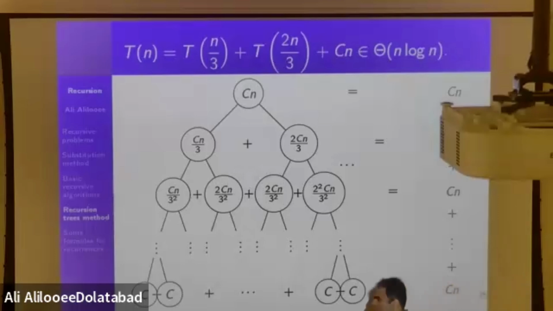Does the cost of these nodes make sense for everyone? Questions? Comments? Don't be shy, Kazi.